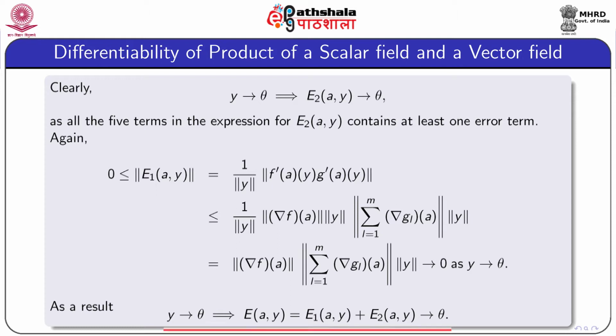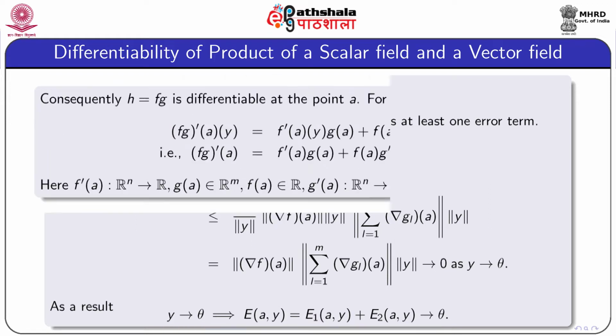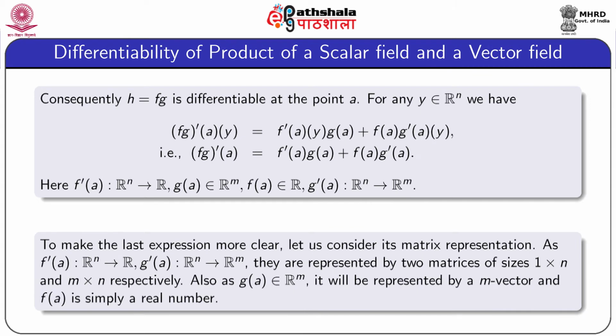As a result, y tends to theta implies E_A(y), which is E1_A(y) plus E2_A(y), also tends to theta. Consequently, the vector field h equal to fg is differentiable at the point a. Now, for any y in R^n, we have (fg)'(a)(y) equal to f'(a)(y) g(a) plus f(a) g'(a)(y).